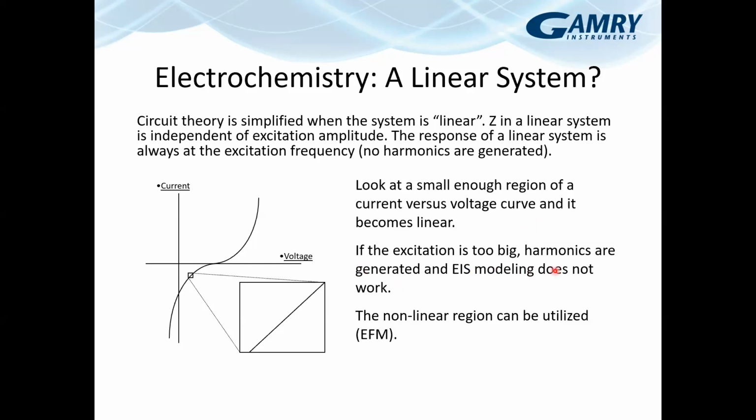If the excitation gets too big, then you start to generate harmonics with that signal, and the EIS modeling doesn't work. The data is not valid. There are ways to make use of the nonlinear region. There are some different techniques. Electrochemical frequency modulation is one of them. I'm not going to talk about that today, other than to say there are reasons to make use of it, but EIS itself does not.